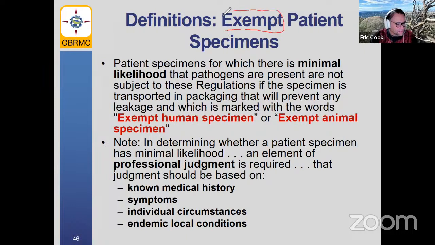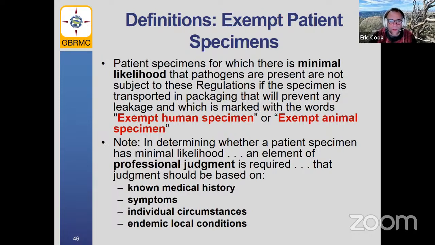These are called exemptions. So exempt patient specimen, these are patient specimens, so blood, body fluids, tissues, swabs, sputum samples, etc. So if you have a patient specimen for which there's minimal likelihood that pathogens are present, they're not subject to the regulations if the specimen is transported in triple packaging and they're marked on the outside with the word exempt human specimen. So before you can call it an exempt human specimen or exempt animal specimen, you have to use a professional determination, professional judgment. And that judgment should be based on known medical history, symptoms, individual circumstances, and endemic local conditions.